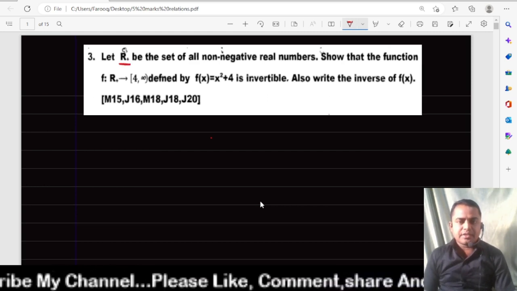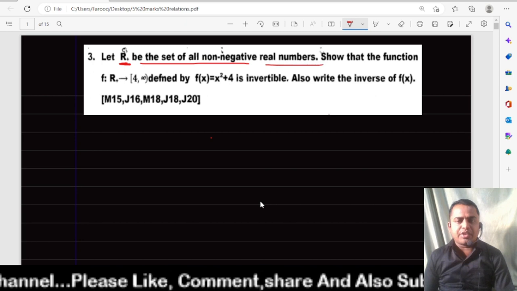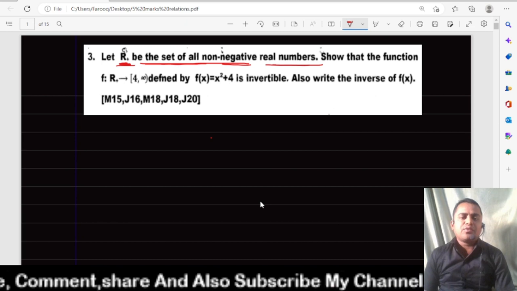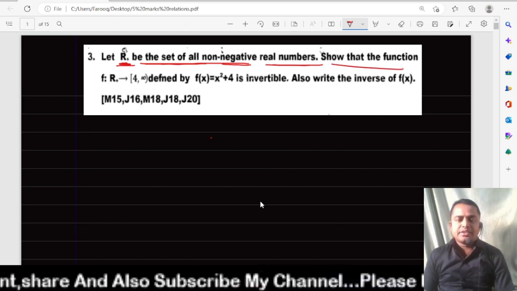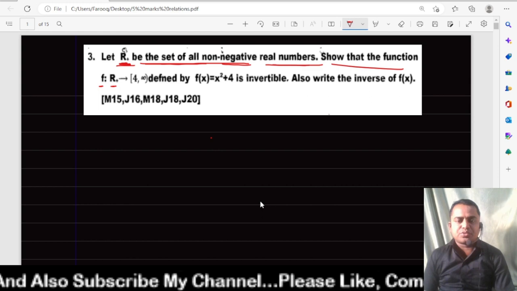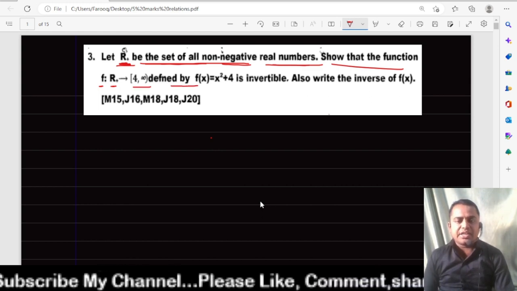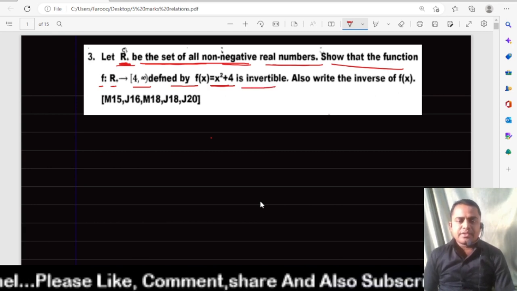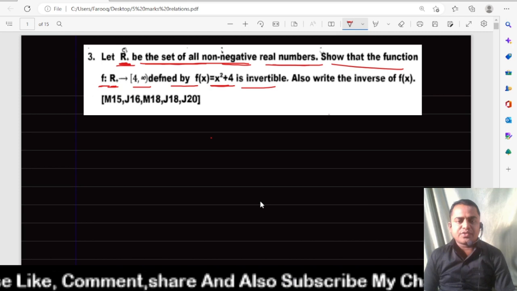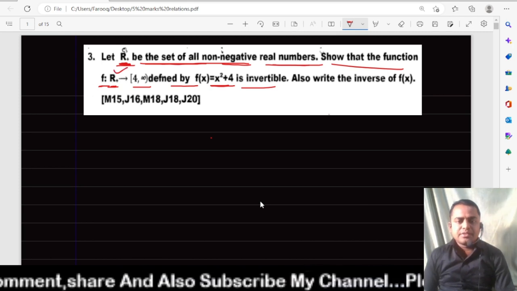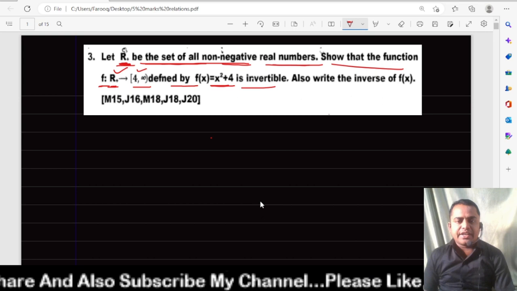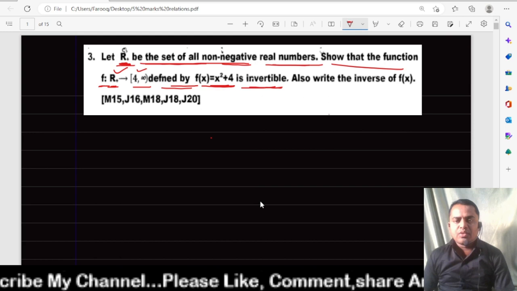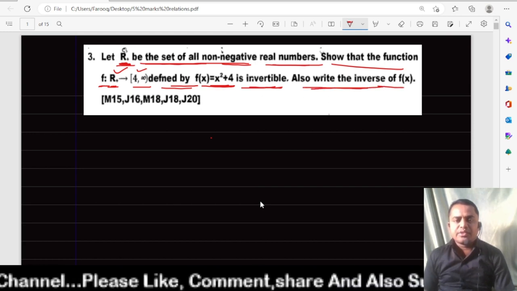Let R plus be the set of all non-negative real numbers. R plus means what? Set of all non-negative real numbers, that is, the set of positive real numbers. So the function f defined from R plus to [4, infinity) by f of x is equal to x square plus 4 is invertible. Also write the inverse of f of x.